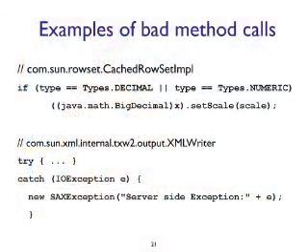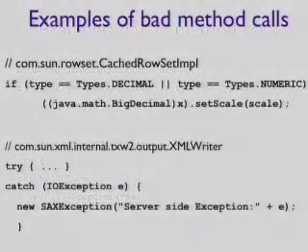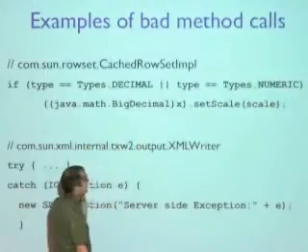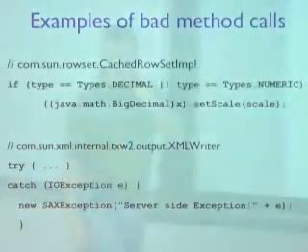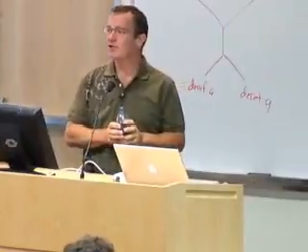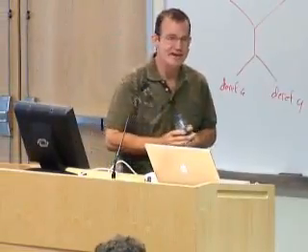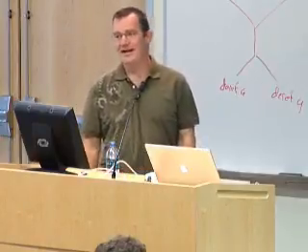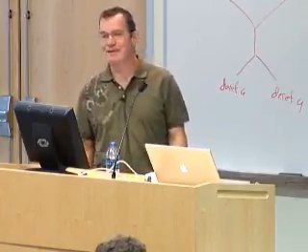Some examples of a bad method invocation. This was from some SQL code. In this case, we're going to call the setScale method. Actually that method looks just fine, except it turns out that setScale is a horribly named method. BigDecimal is an immutable object. You cannot change a BigDecimal object. The setScale method actually returns a new BigDecimal object whose scale has been changed.